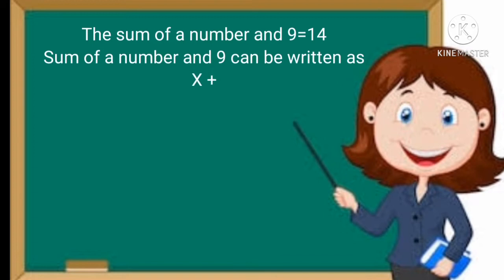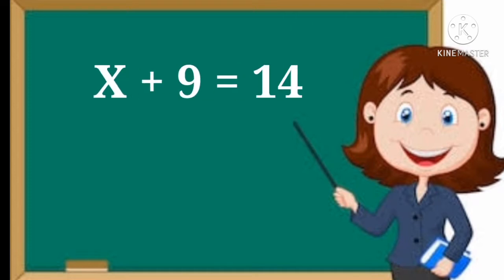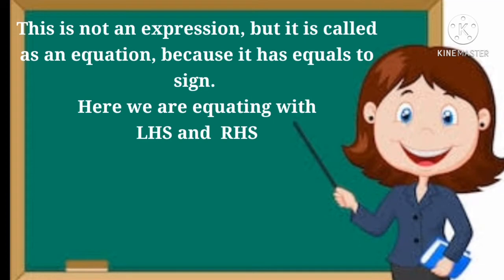Now look at this expression. The sum of a number and 9 equals 14. Sum of a number and 9 can be written as x plus 9, which equals 14. How do we write it? Together we can write it as x plus 9 is equal to 14, ma'am. Yes, but this is not an expression, it is called as an equation because it has an equals to sign. Here we are equating the left hand side and right hand side.